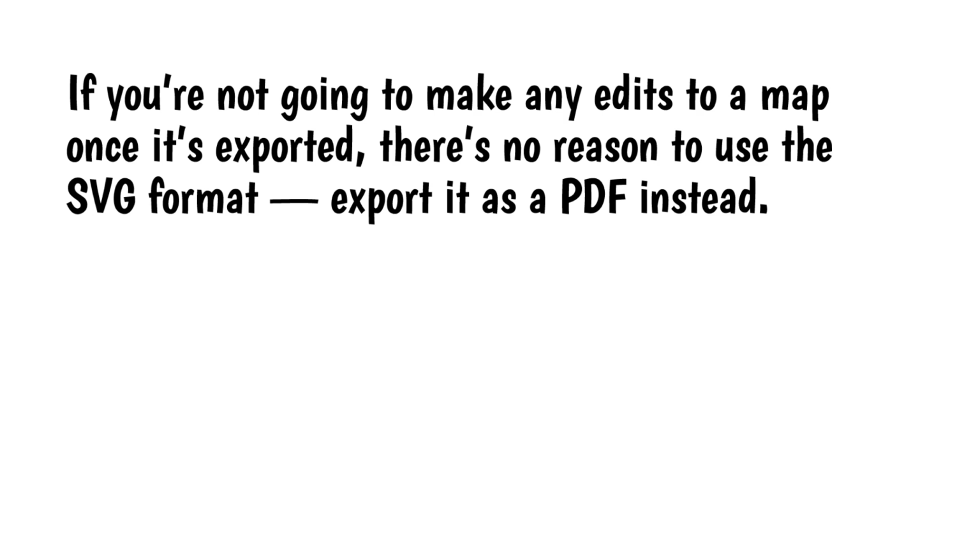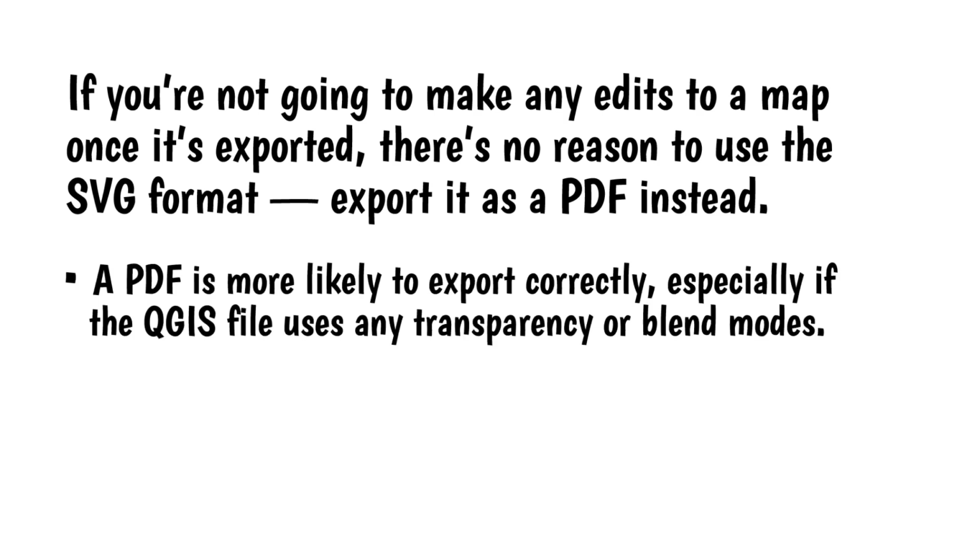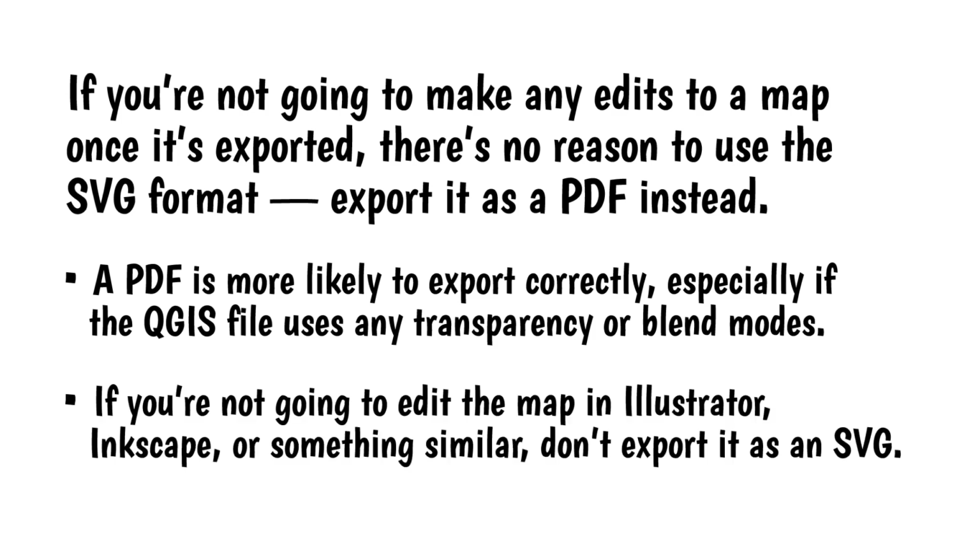Note: if you're not going to make any edits to a map once it's exported, there's no reason to use the SVG format. Export it as a PDF instead. A PDF is more likely to export correctly, especially if the QGIS file uses any transparency or blend modes. These effects tend to come through the PDF export process correctly, while exporting a map as an SVG requires adjusting them to restore their intended appearance. If you're not going to edit the map in Illustrator, Inkscape, or something else, don't export it as an SVG.